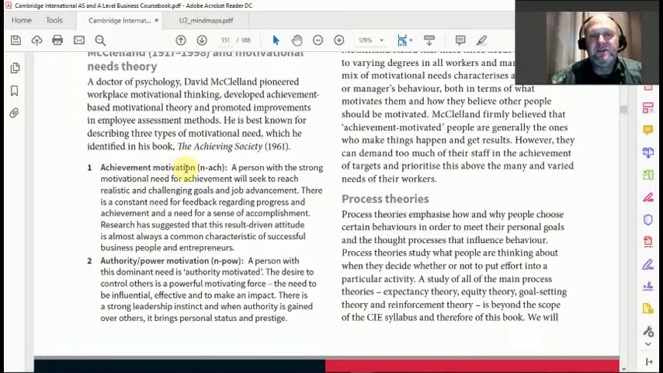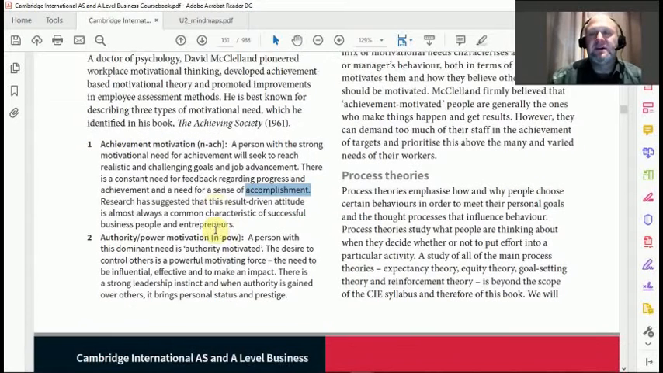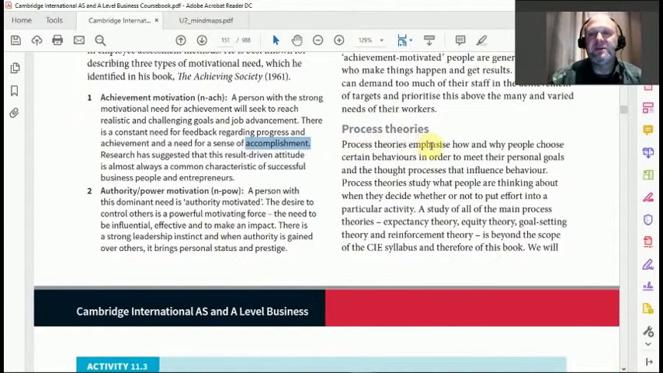Achievement motivation. These people are motivated by the achievement of the task, and as long as it's a realistic and challenging goal, they are motivated. There is a constant need for feedback regarding this process and achievement, and a need for a sense of accomplishment always. They have a results-driven attitude and always have a common characteristic of successful people and entrepreneurs. Right, so basically process theories, there are many, but it's outside of the scope of this book.